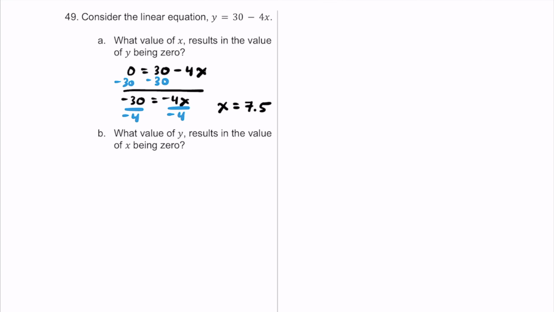For part B, it says what value of y results in the value of x equaling 0. So this time, x has to be 0. So let's see what y would have to be for that to be true. y would be equal to 30 minus 4 multiplied by 0. Okay, so y would be equal to what? 4 times 0 is 0, so 30 minus 0 is still 30. So y would have to equal 30 in order for x to be 0.